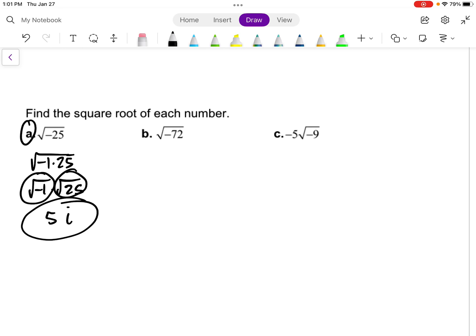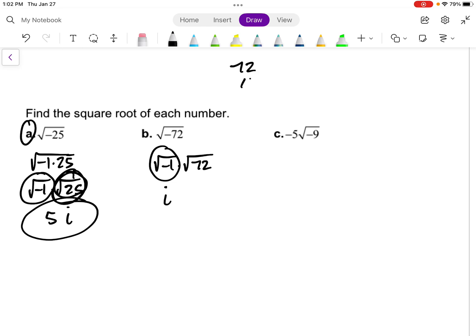So really, you're just simplifying square roots, similar to what we've already done. The only difference is you're first going to have to pull out the square root of -1, and that will leave you with something like the square root of 25 that we can simplify. Okay, let's look at B. So I've got the square root of -72. The very first thing, as soon as I see it's a square root of a negative, is I'm going to pull out the square root of -1. That becomes i. The square root of 72, I'm just going to simplify like we have before.